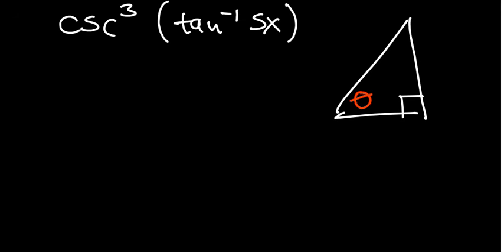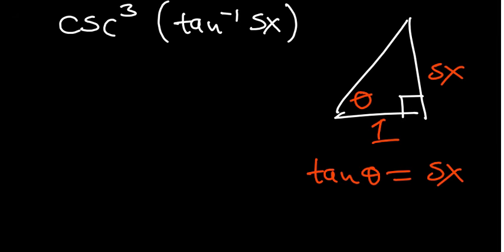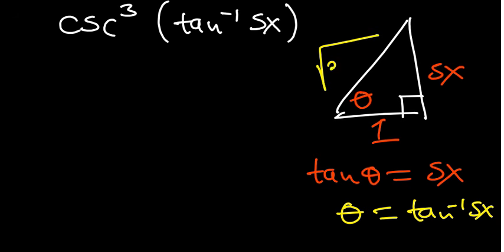So I'll let its opposite be whatever is there, which is 5x, and then the adjacent will be 1, so that our tan theta is equal to 5x over 1, which is just 5x, and then theta is going to be tan inverse of 5x. So we can find the hypotenuse. It's going to be the square root of 5x squared, which is 25x squared, plus 1 squared, which is just 1. We get that from Pythagoras theorem.